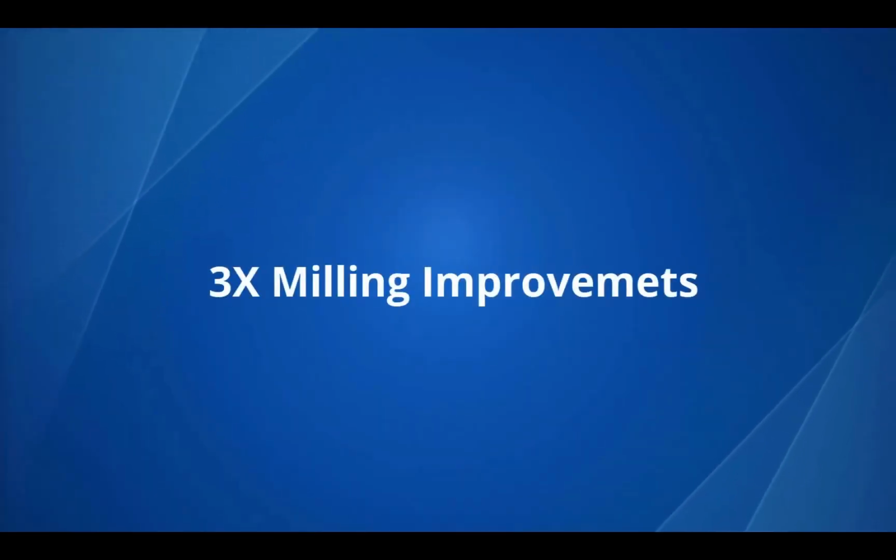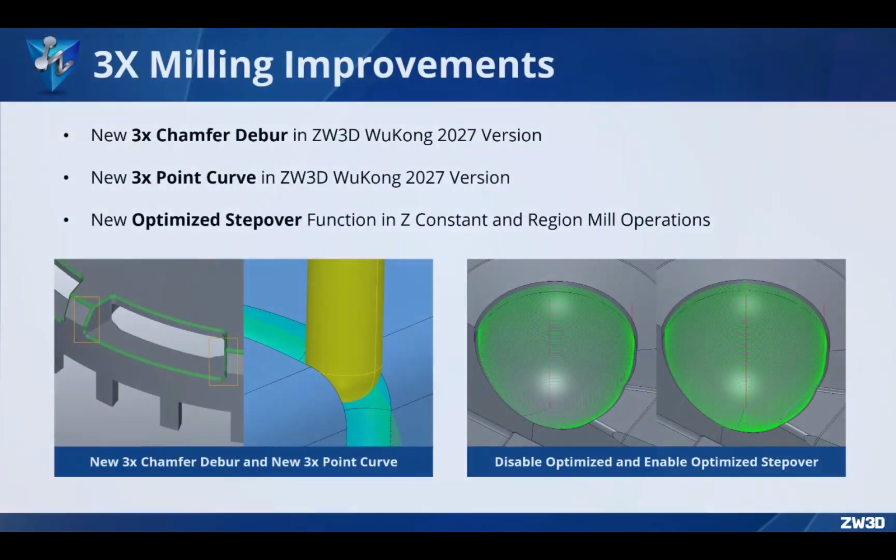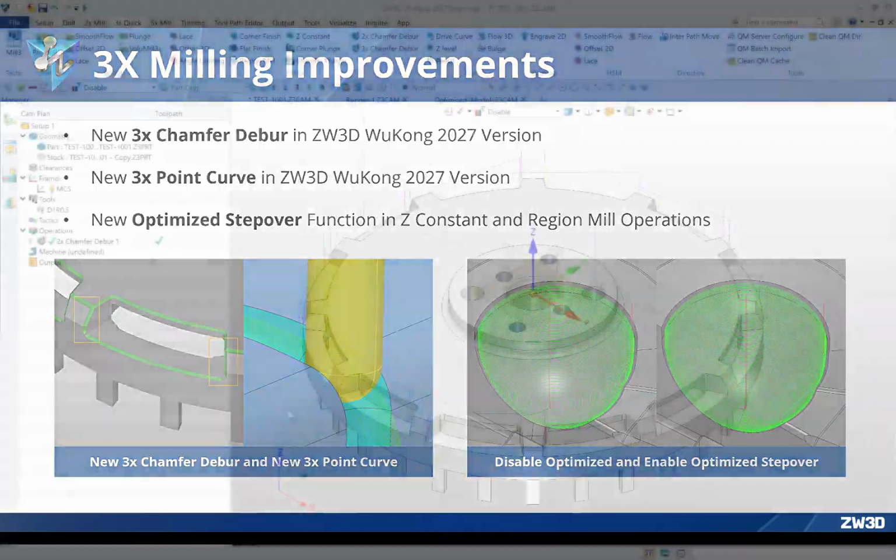3-axis milling improvements. In ZW3D WuKong 2027, the 3-axis milling module has been remarkably upgraded, such as adding new 3-axis chamfer deburr and 3-axis point curve operations, optimizing the step-over function of Z constant and region mill operations.